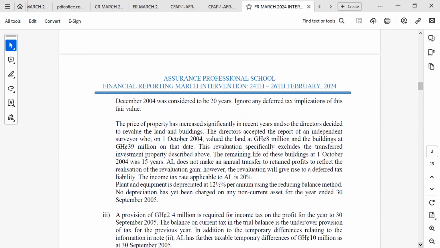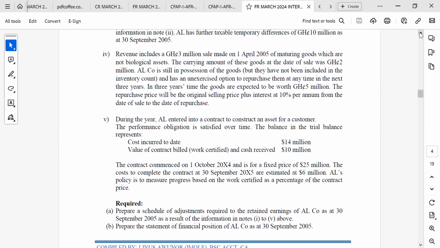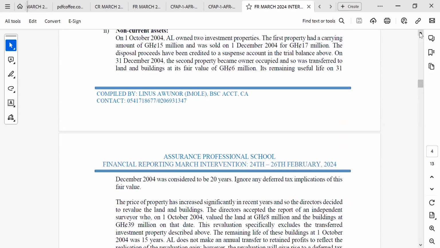The reporting date is 31st December 2005. How many months? The time that we started using the asset, for how many months have we used that particular asset now? 12 months, right? Are you sure?